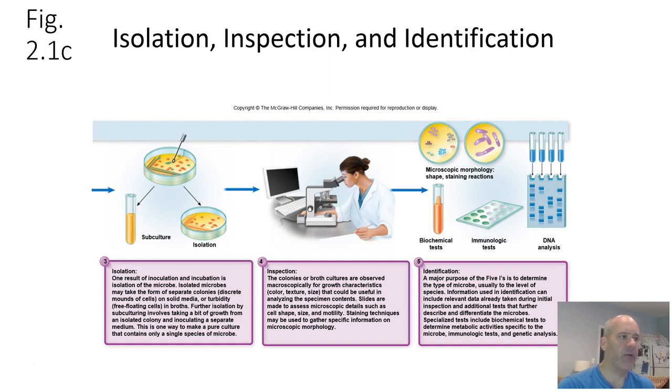All right, and then how about those other three I's, like I was just talking about? The third one is isolation. So as I mentioned, let's say you had a sample from a patient's wound or a urine sample, and there are multiple types of species in there. Isolation, you might streak that sample with mixed organisms in it onto a petri dish in the laboratory, and that will hopefully separate out individual species, and that's called isolation.